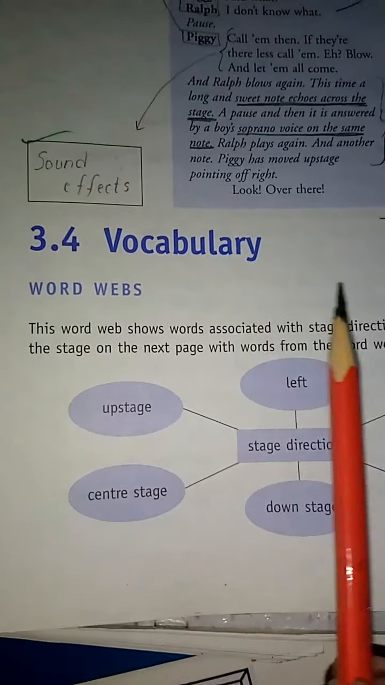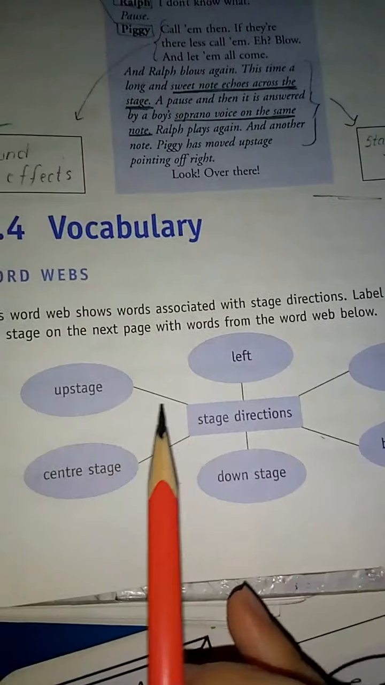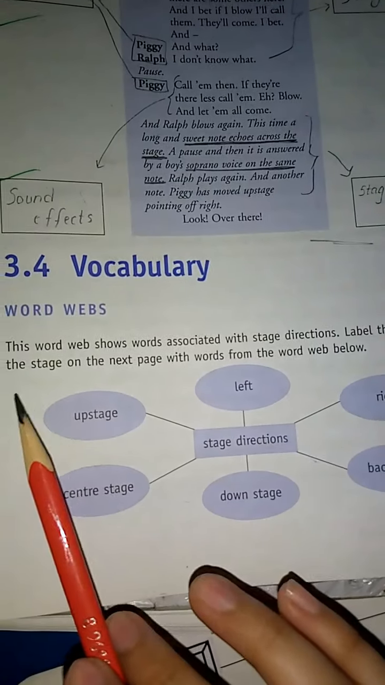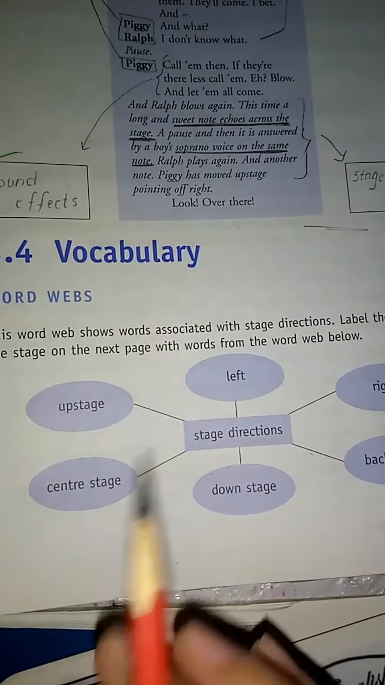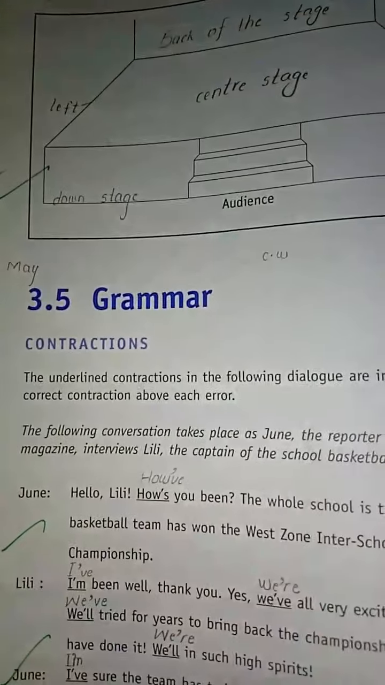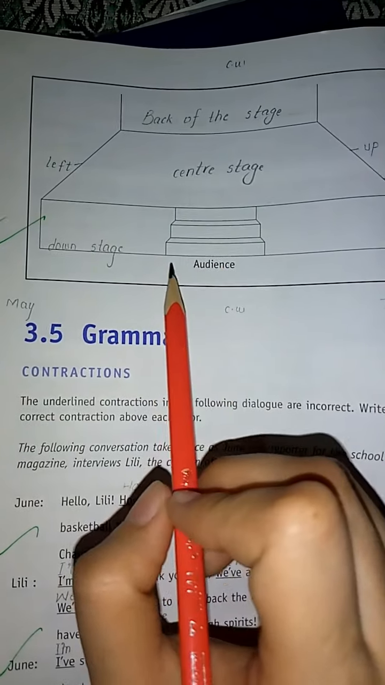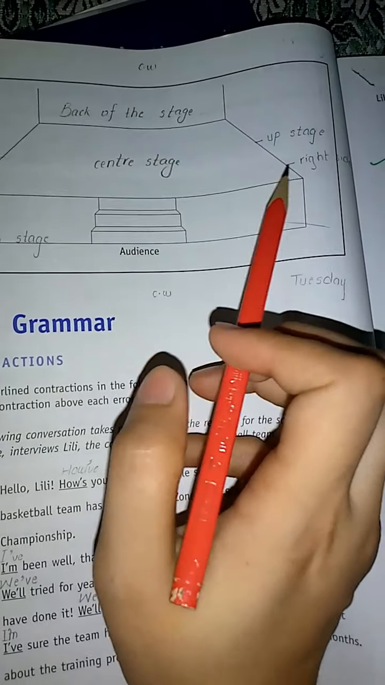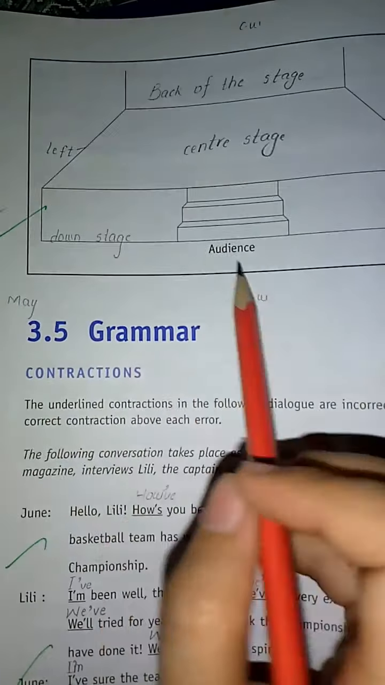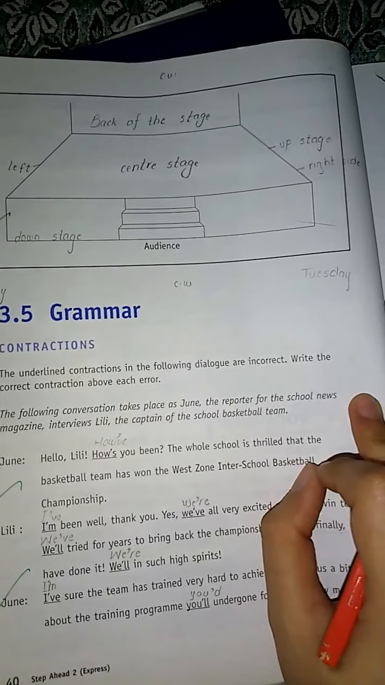So here we have the word web regarding the stage directions: upstage, left, right, backstage, downstage, center stage. This word web shows words associated with stage directions. Label the picture of the stage on the next page with words from the word web below. We have to use these words and then put them in the picture. Okay? So this one is the backstage. This is the center stage. This is the downstage. This one is the upstage and this one is the right side and this one is the left side. And here is the audience. Okay, fill it. Fill this picture in your book.